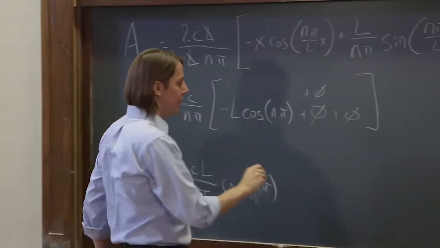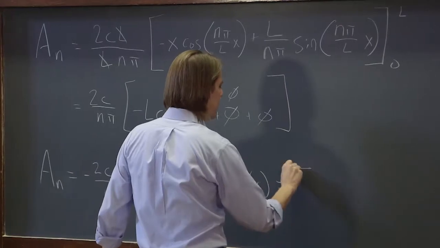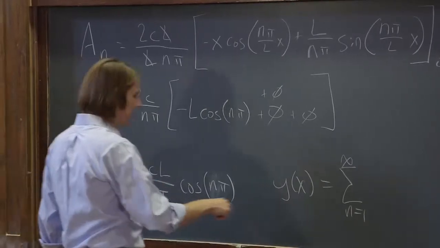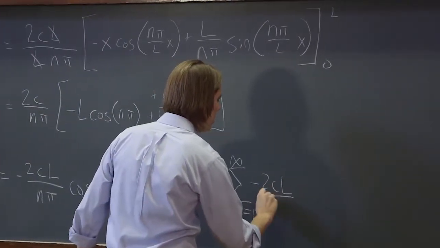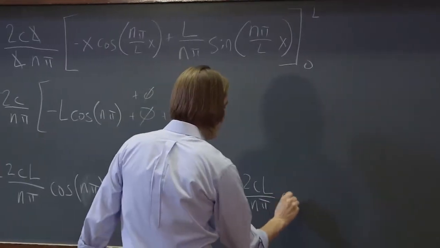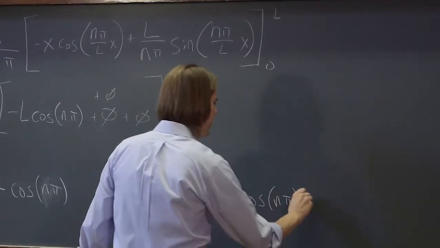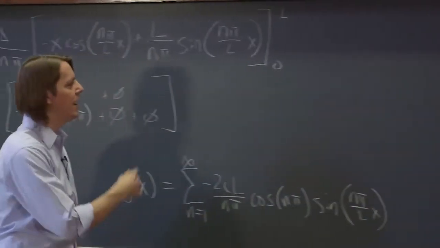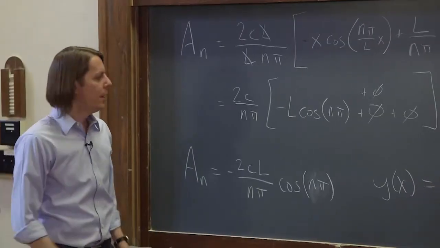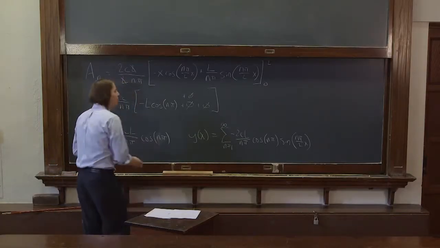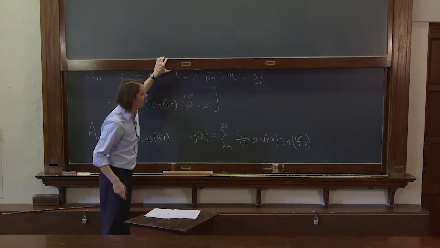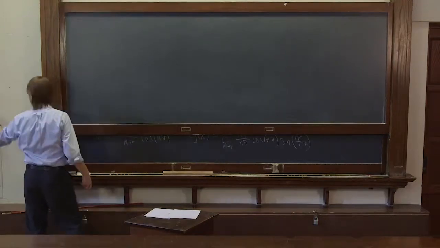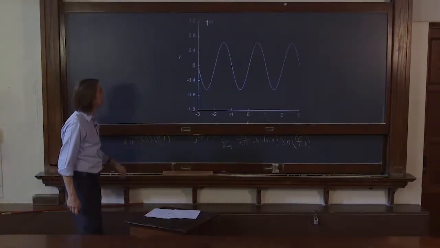So if you write the function y of x equals an infinite number of sinusoids, and here you put minus 2CL over n pi cosine n pi times the sine harmonics n pi over Lx, and you add up infinite terms, you'll make our little line. And just to make sure that's the case, I've plotted a few of them here. So let's see, this about right there, and this side about right there. And let's have a look at some of these.